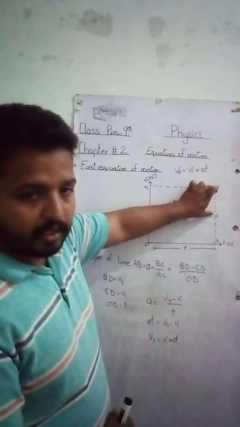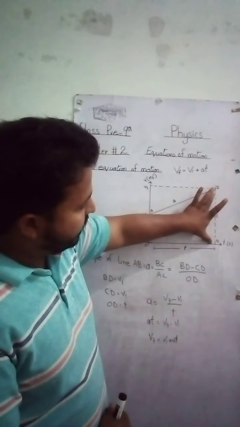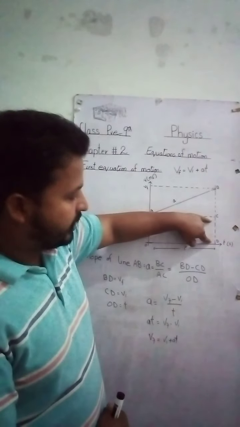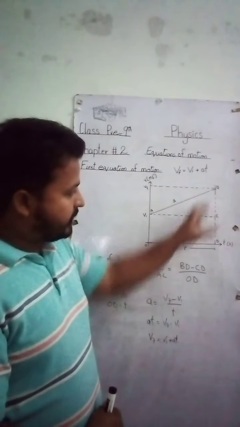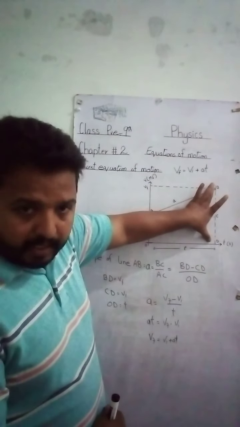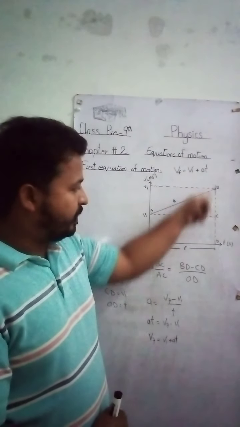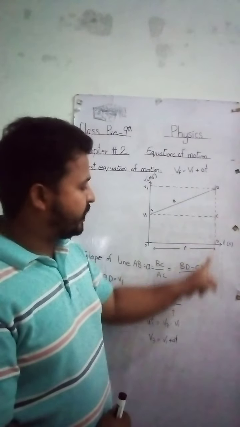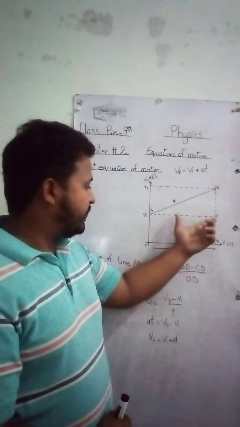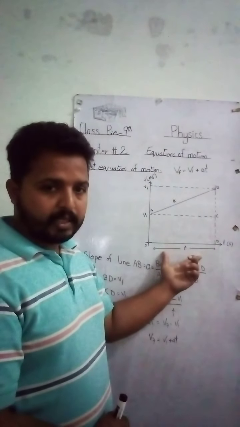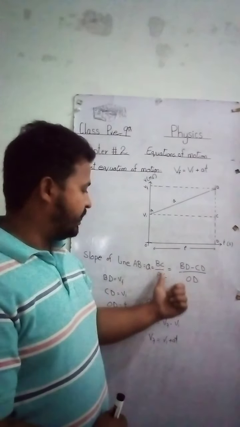BC, this portion, is equal to this full length from which we will subtract this portion. So BC is equal to BD minus CD. From the full length BD, we subtract CD, which gives BC. And AC and OD are both the same length, so we will write OD in place of AC.